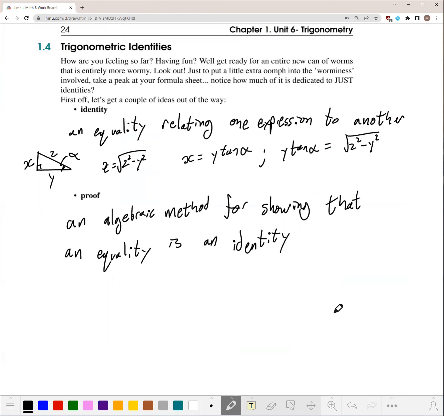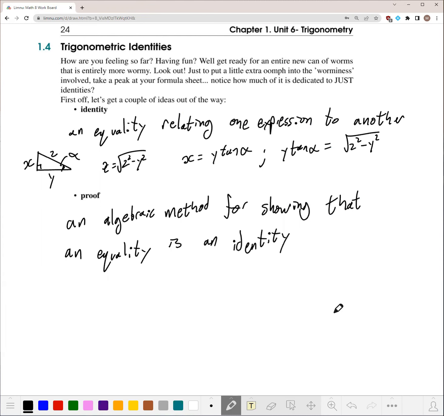What we are going to use that formula sheet for most heavily is proofs. Now, a proof is something that is very, very integral to math and working with math, but we don't really cover a lot in the Albertan curriculum. And that proof is a method for showing that a statement is true, or in this case, that an equality is indeed truly equal, is truly an identity. And when I say an algebraic method, that is for us particularly.